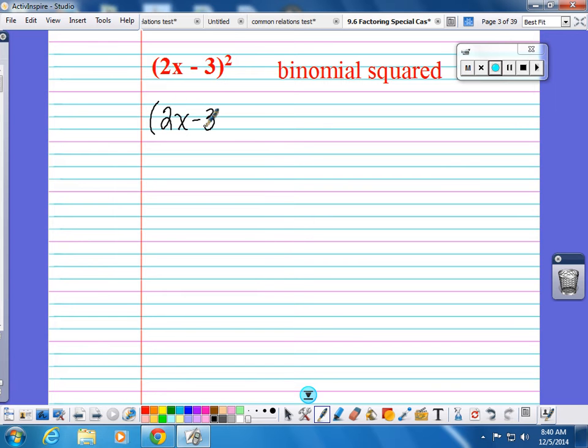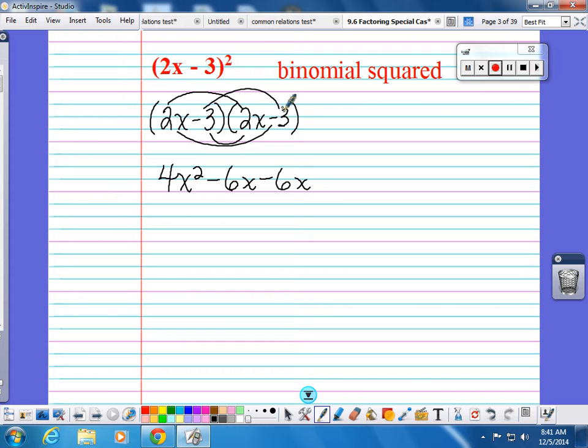Remember that anything squared is multiplied by itself. So we would FOIL, because we're multiplying 2 binomials. These are like terms, so we combine them. And this is your final answer. It is a quadratic trinomial.